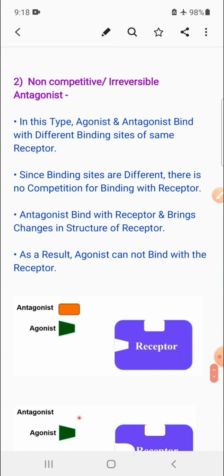Second is non-competitive antagonism. It is also called irreversible antagonism. In this type, the agonist and antagonist bind with different binding sites on the same receptor. Since the binding sites are different, there is no competition for binding with the receptor. The antagonist binds with the receptor and brings changes in the structure of the receptor. As a result, the agonist cannot bind with the receptor, so it will not be able to produce the pharmacological action. Such antagonism is called non-competitive antagonism.